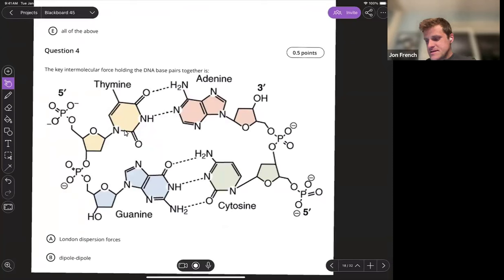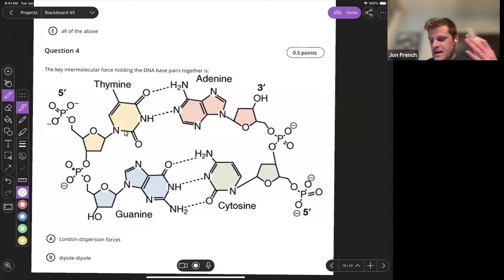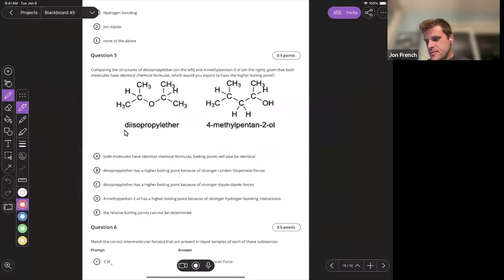Hydrogen bonding is the key intermolecular force in DNA for question four. We talked about how between adenine and thymine there are two hydrogen bonds, and between cytosine and guanine there are three hydrogen bonds, but it's that hydrogen bonding pattern that's important in the recognition for those pairs. So that would be an example of hydrogen bonding for question four. All right, so choice C.